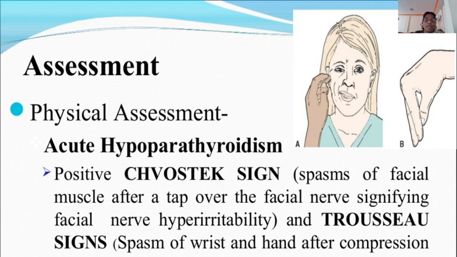In acute hypoparathyroidism, a positive Chvostek's sign is spasms of facial muscle after a tap over the facial nerve, signifying facial nerve hyperirritability. And Trousseau's sign is spasm of wrist and hand after compression. Both of these we have to observe, or we have to assess both these signs.